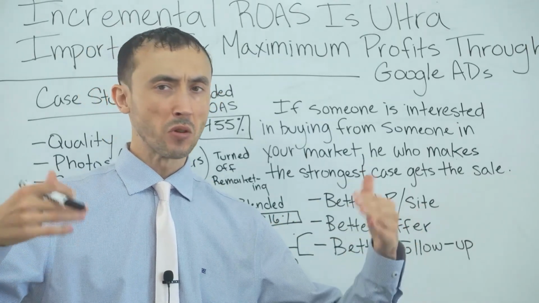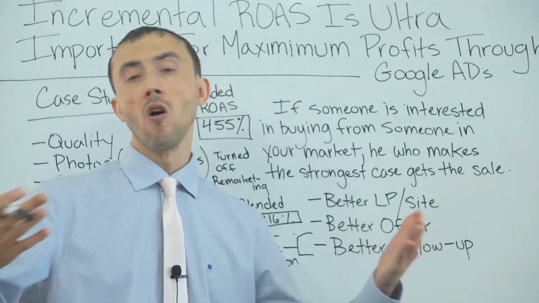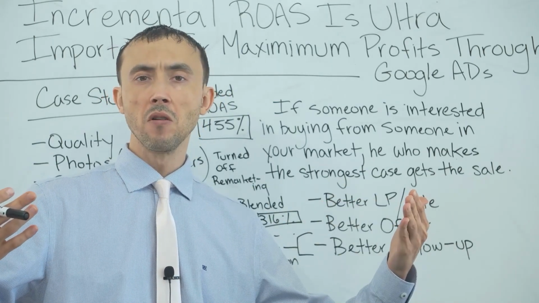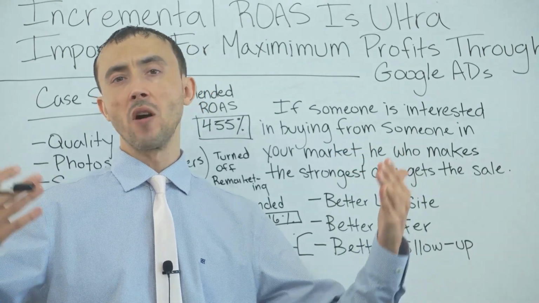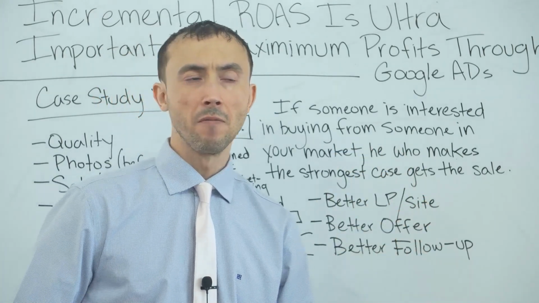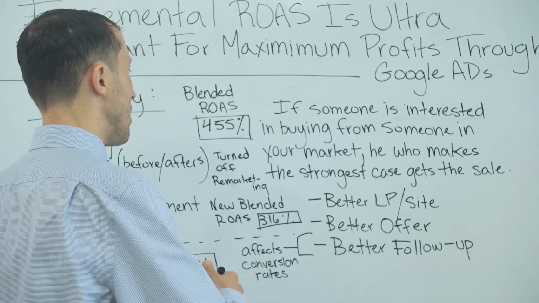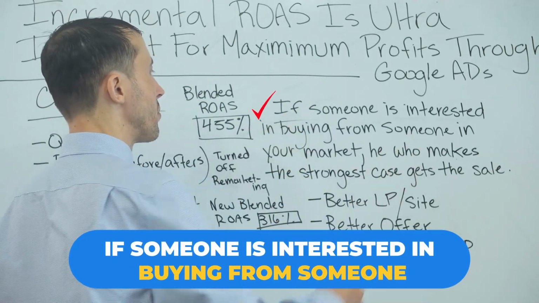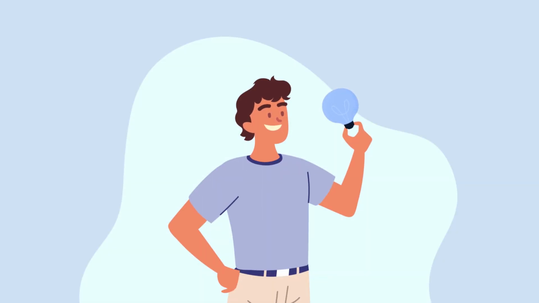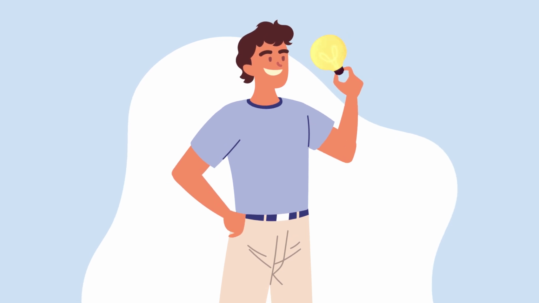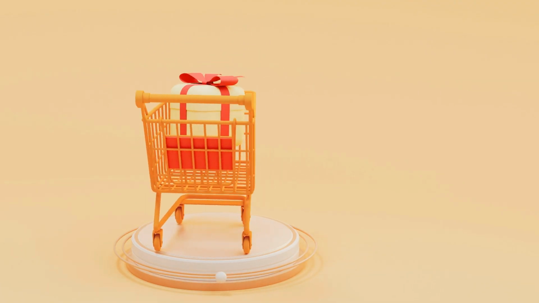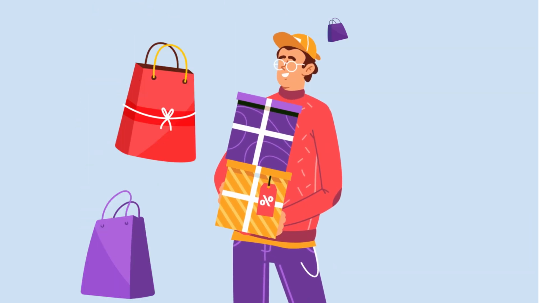You're going to market to people several times, so that because they saw all 3 ads, if you will, from you, they were going to buy. But if they saw 1, they weren't going to buy. If they saw 2, they weren't going to buy. With all that said, getting into the content here, if someone is interested in buying from someone in your market, he who makes the strongest case to buy, or that has the most compelling reason why they should buy from them, is going to get the sale.